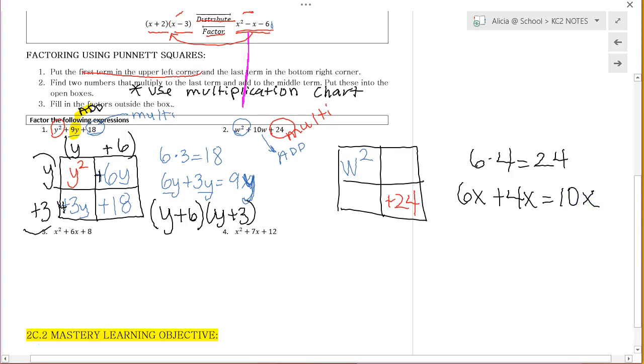Oh, and I think we had w's actually. So make these w's. I'm so used to writing x's, guys. I'm sorry. 10w. All right, and those are the two terms I'm going to use in my Punnett square. So I'm going to take my 6x. Again, it does not matter where you place them. Fill them in anywhere.